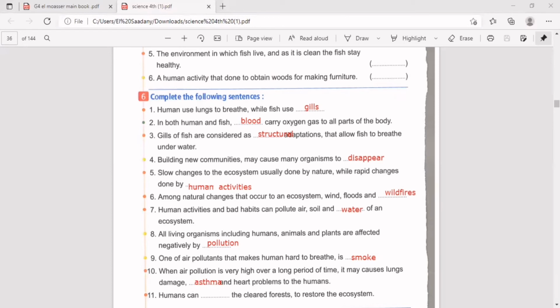Humans can replant the cleared forests to restore the ecosystem. So when humans try to restore the ecosystem to get it back clean, what are they going to do to the forests? They're going to replant the cleared forests, to plant new trees for the forest to get back, to restore the ecosystem. So this is the answer of question number 6.